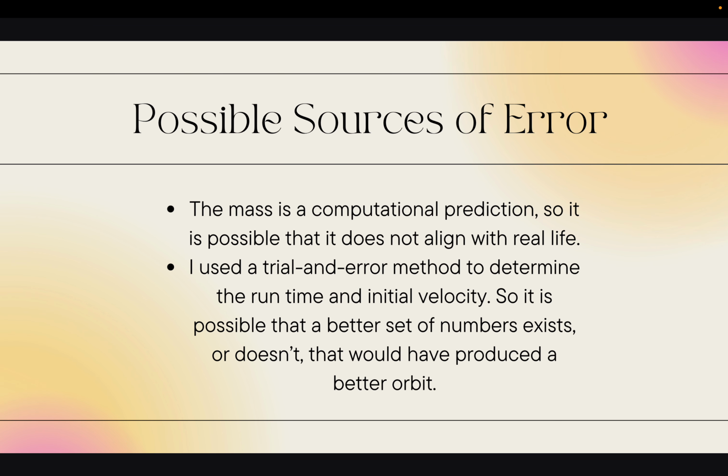Some possible sources of error. The mass is a computational prediction, so it is possible that it did not align with real life. I used a trial and error method to determine the runtime and initial velocity, so it is possible that a better set of numbers exists, or doesn't, that would have produced a better orbit.